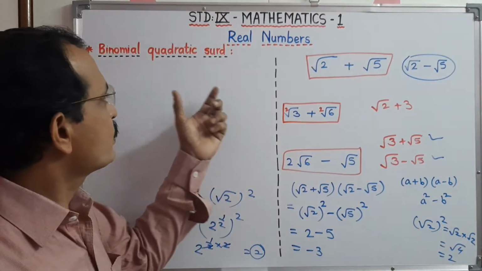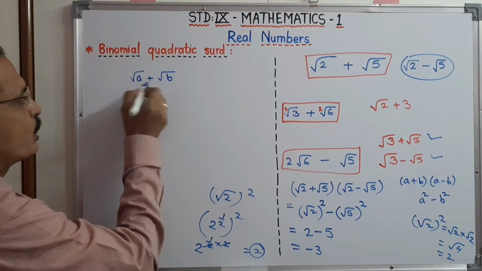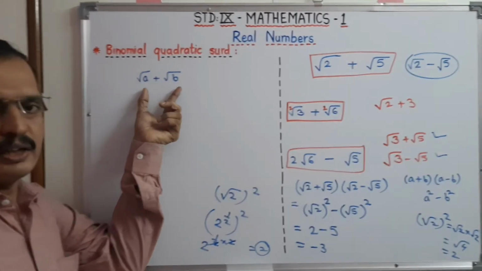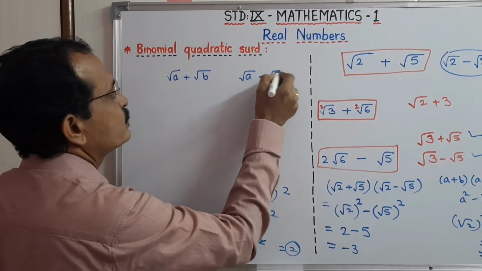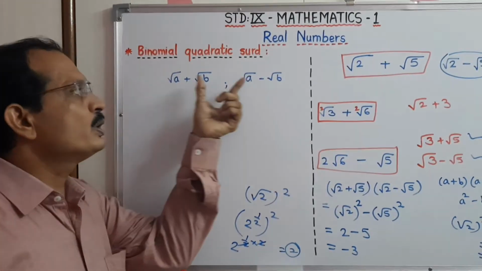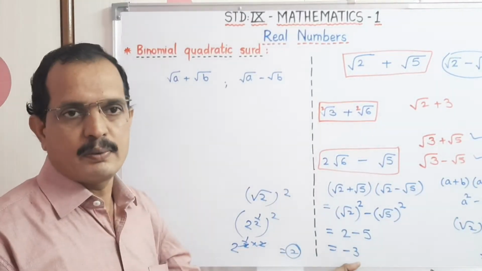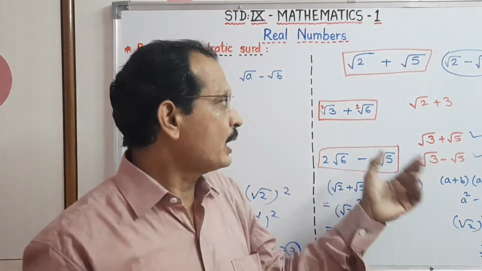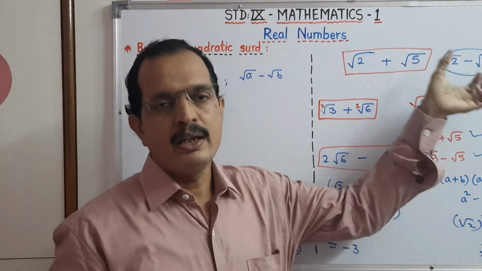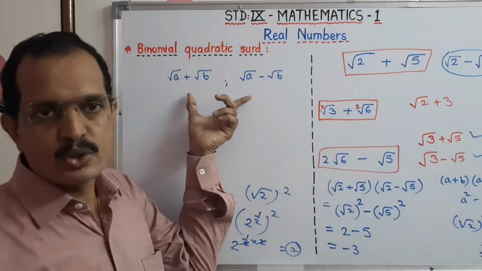Got it? First of all, suppose I write root a plus root b, then these two quadratic surds are joined with a plus sign, and it is called a binomial quadratic surd. If I change the sign, root a minus root b, then these are called a conjugate pair of binomial quadratic surds. And the product of these two conjugate binomial quadratic surds is a rational number. Suppose we multiply root 2 plus root 5 with root 2 minus root 5, then definitely we will get a rational number. Therefore, these are called a conjugate pair of each other.